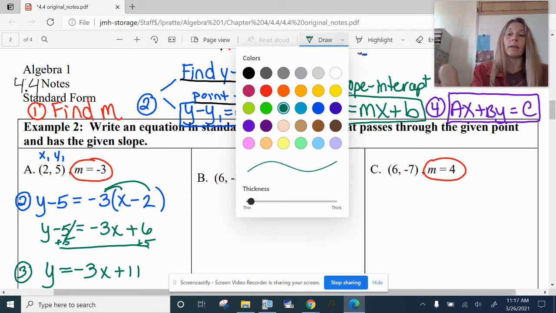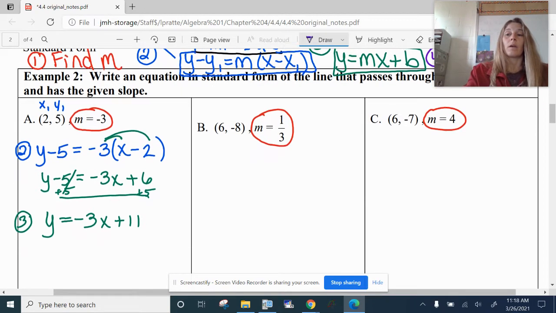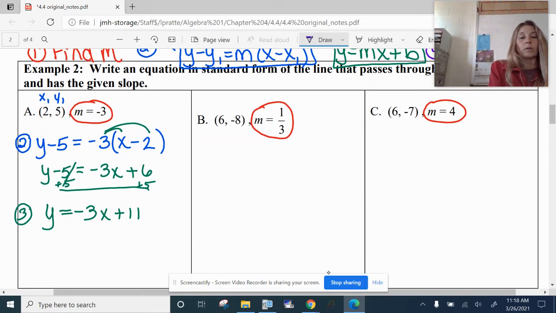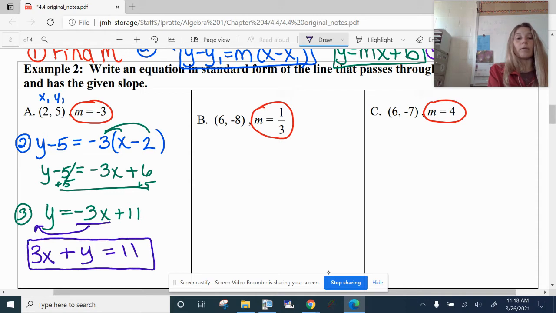So now finally, I can get my answer in standard form. To do that, I'm just going to take this x term and move it over to the other side. Of course, that's going to make it a positive 3x plus y equals 11. I'm checking for fractions and decimals. I don't have any, and my lead term is a positive 3. So I know that I'm finished, and that is my answer in standard form.